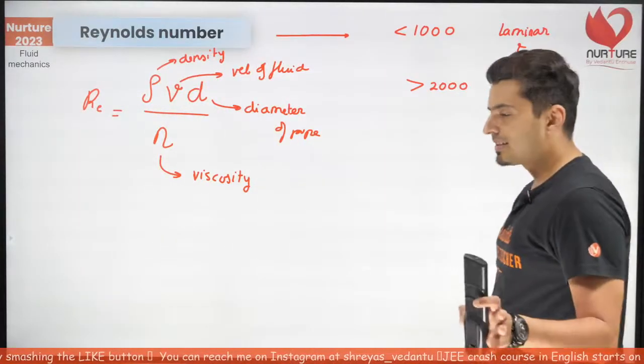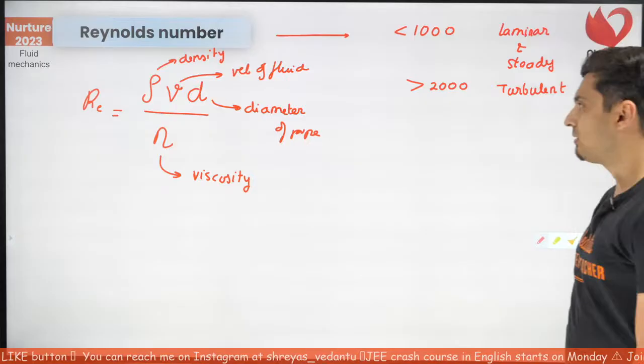Got it, my warriors? Can we do some questions based on Reynolds number?